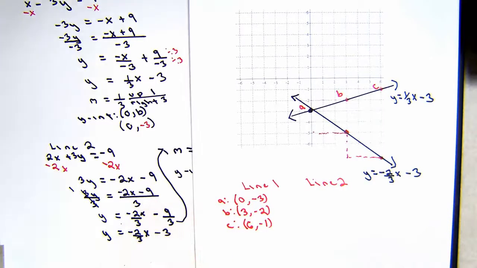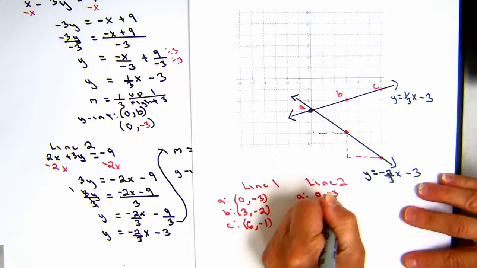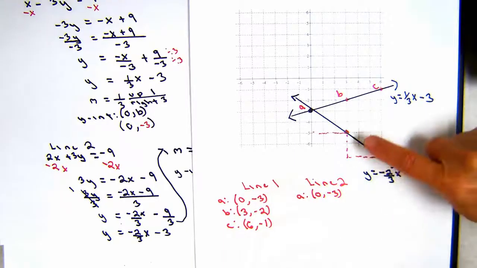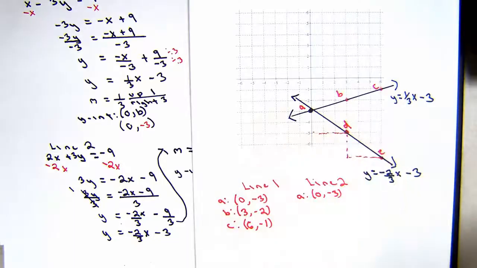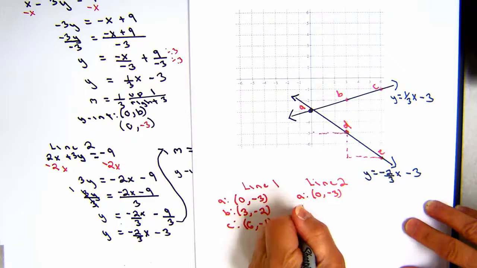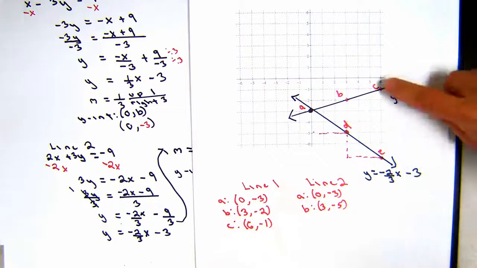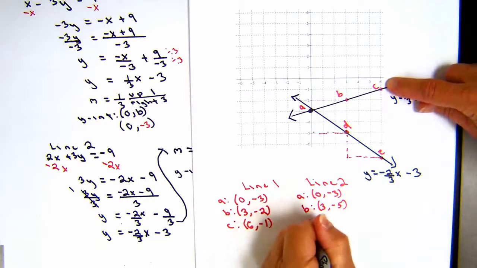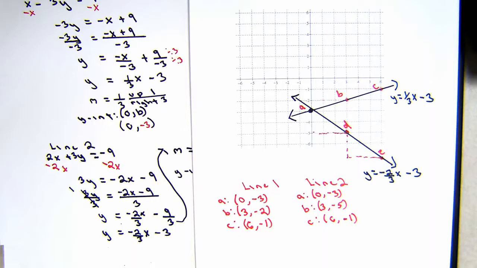For line 2, what are the coordinates? Well, A is the same for line 2, so A is 0, negative 3. And let's call this D, and call this one E. So D looks like it's 3, negative 5. And then C looks like it's 6, negative 1. And that's all of our work for that.